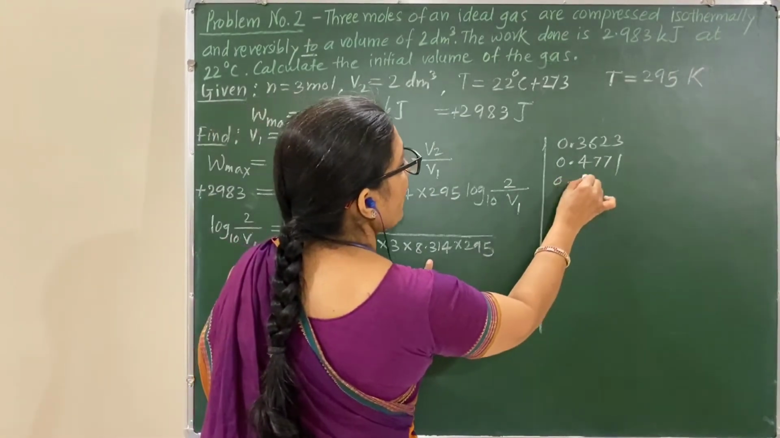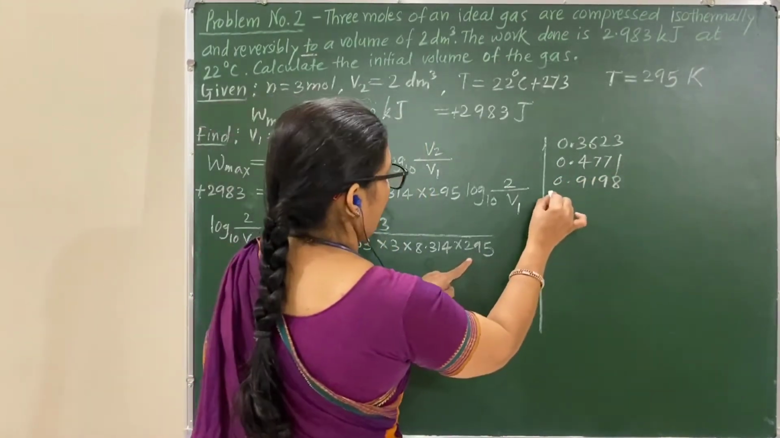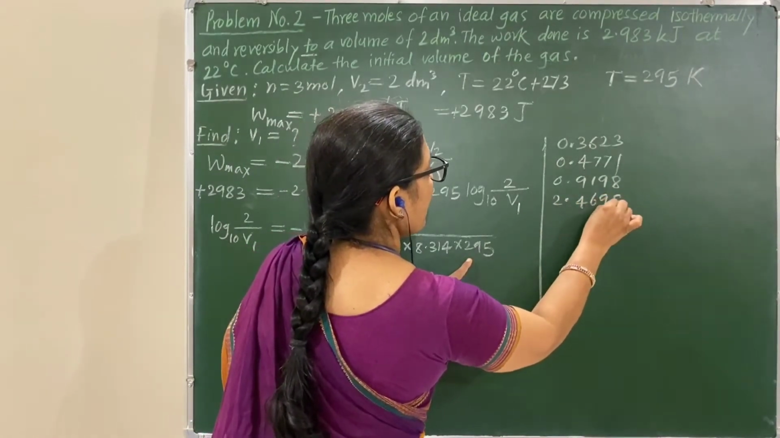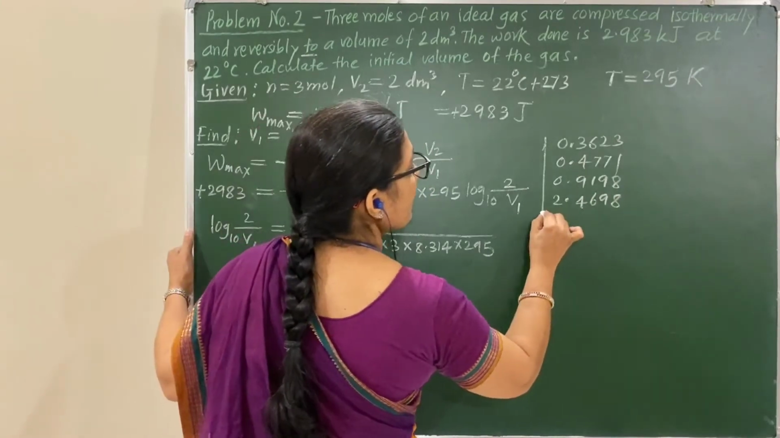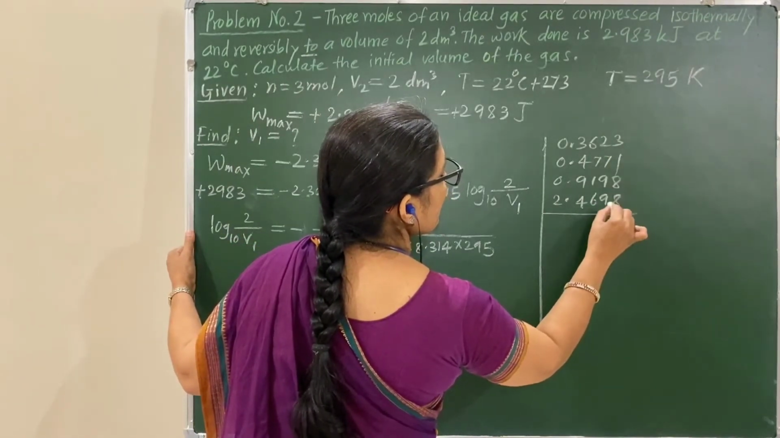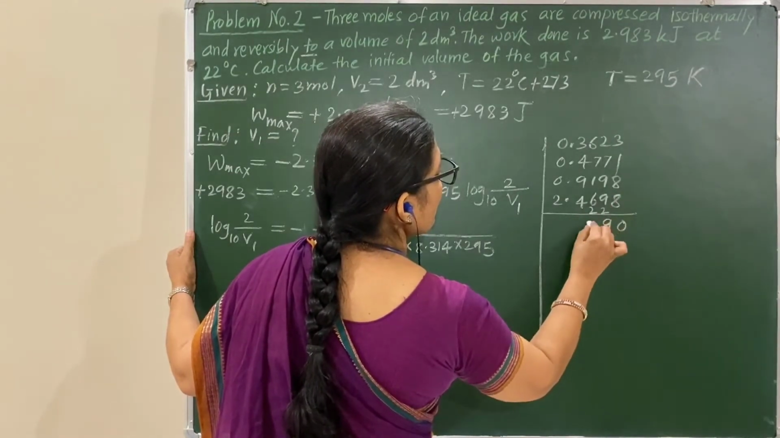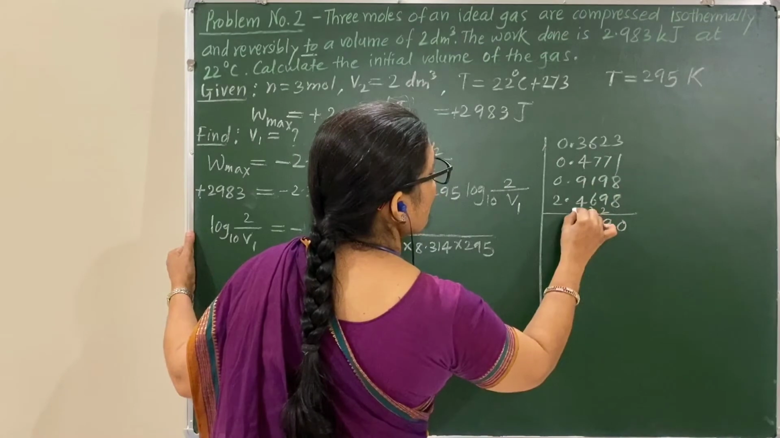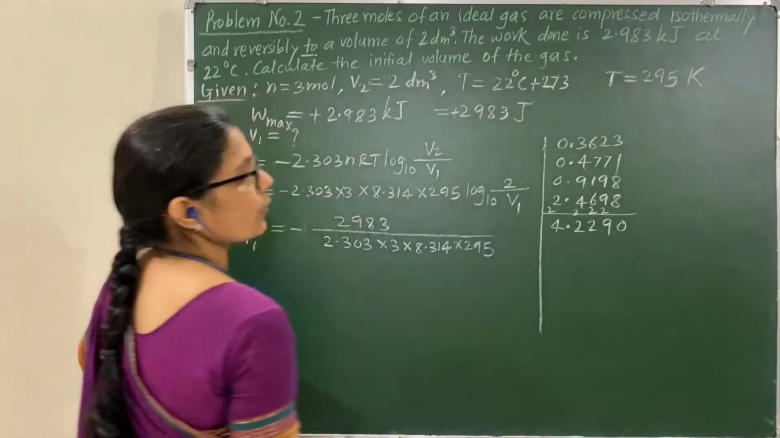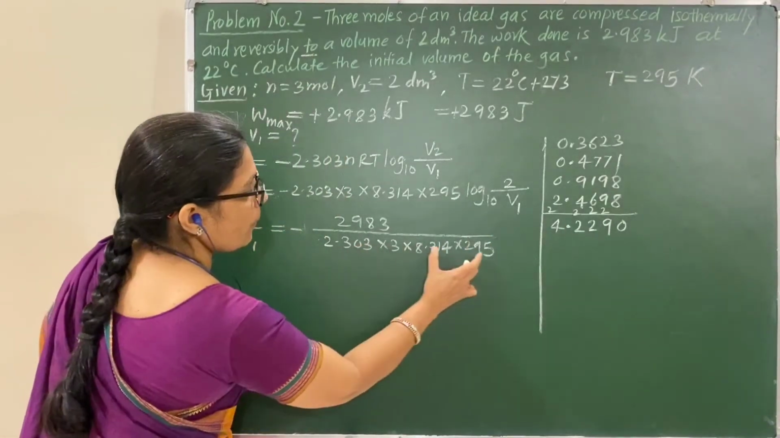Next, 0.9198. Then it is 2.4698. Okay. Now yes, it is 2, 9, 2, 2, again 2, then 4. Okay, that is this one, the sum of logs of these.